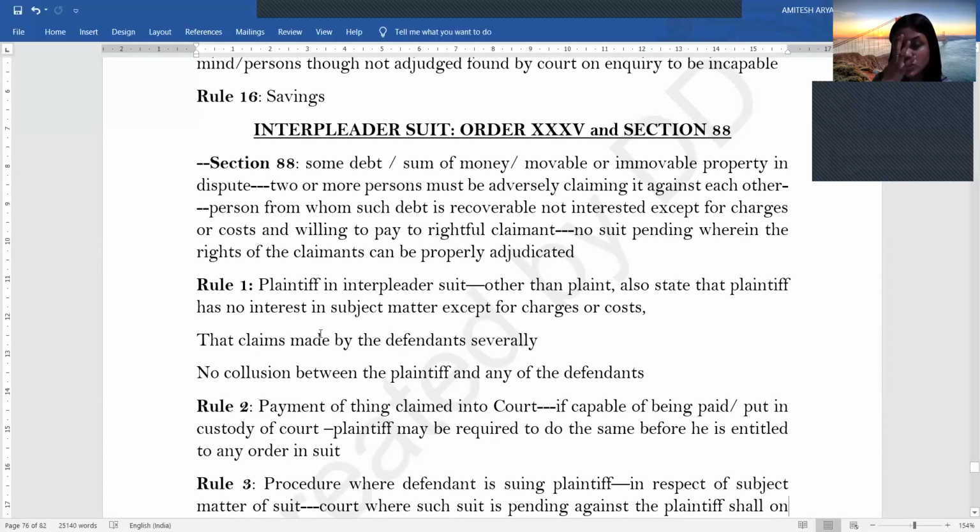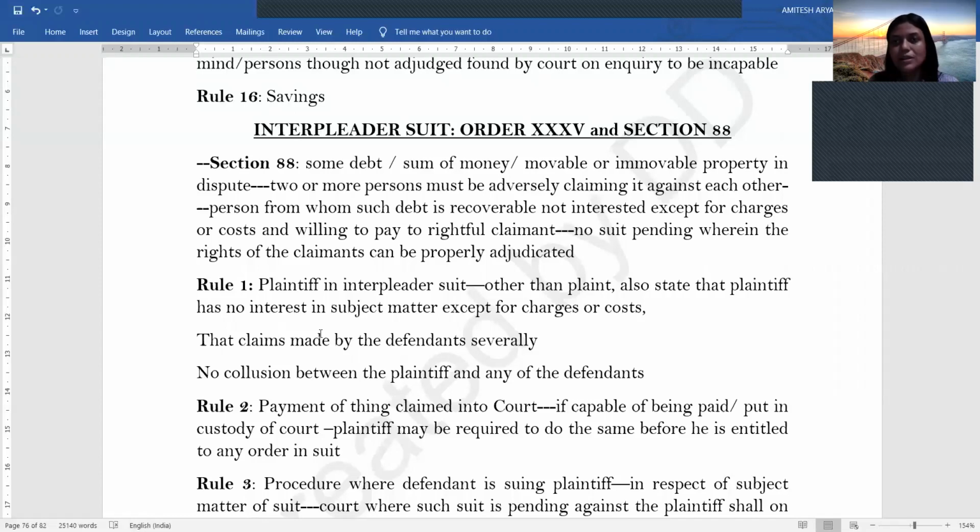Now, Section 88 is telling us the essentials for an interpleader suit. In an interpleader suit, basically there are three parties: one plaintiff and two or more defendants. Here, the plaintiff has no particular interest in the subject matter, except for the charges of cost.